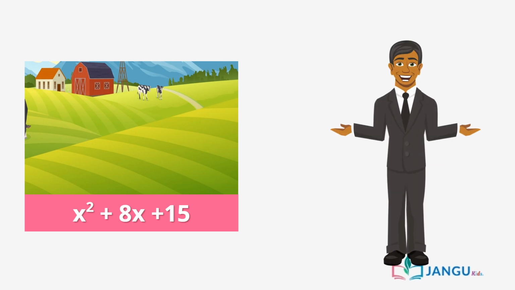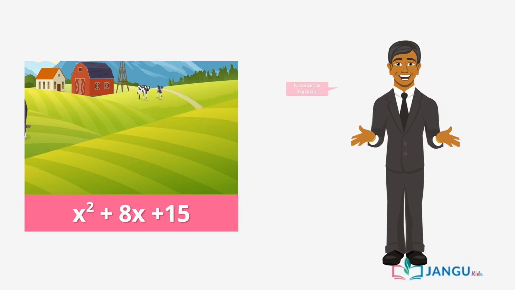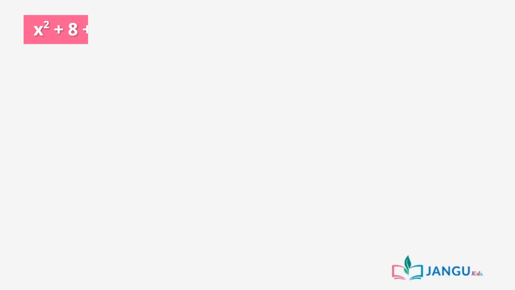How do you think we can find that? Yes, we factorize the equation. When we factorize this equation, we'll end up with two values which will represent the length and the breadth of the farmland. So let's go. x squared plus 8x plus 15. Open two sets of brackets and in each of the sets add x.